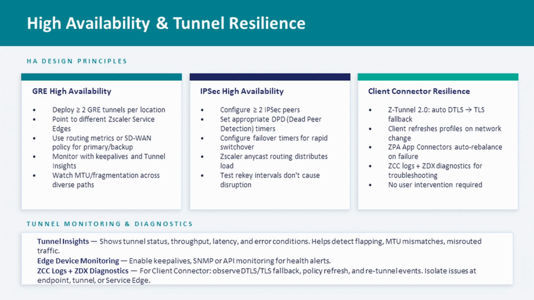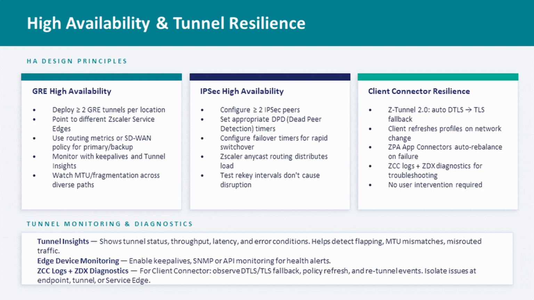For Client Connector and zTunnel 2.0, resilience is built into the software. The DTLS to TLS fallback happens automatically when UDP is unavailable. When the user's network changes, Client Connector detects the event from the operating system, refreshes its configuration, and reestablishes the tunnel, all without user action. Client Connector also periodically polls for policy updates from Zscaler, so any changes you make in the admin portal propagate automatically to all connected clients.